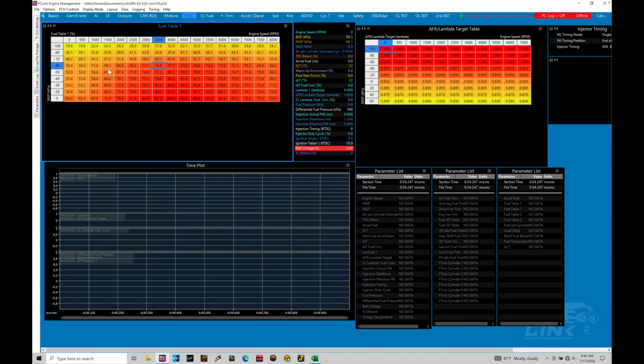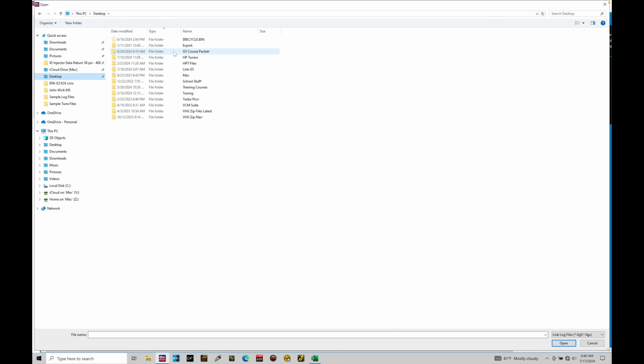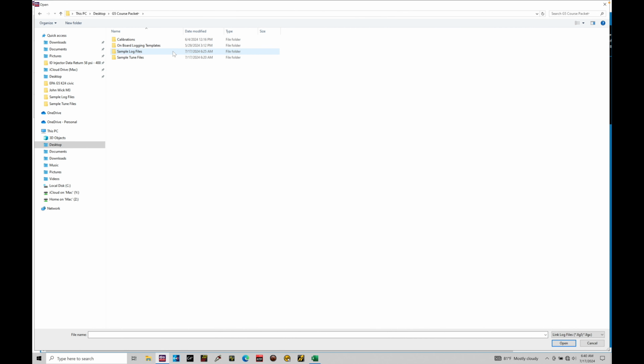Okay, so the first thing that I'm going to do here is jump in. I'm going to go to logging and open log file. And in our course folder, if we go to the desktop, the G5 course packet, we're going to go to our sample log file folder.